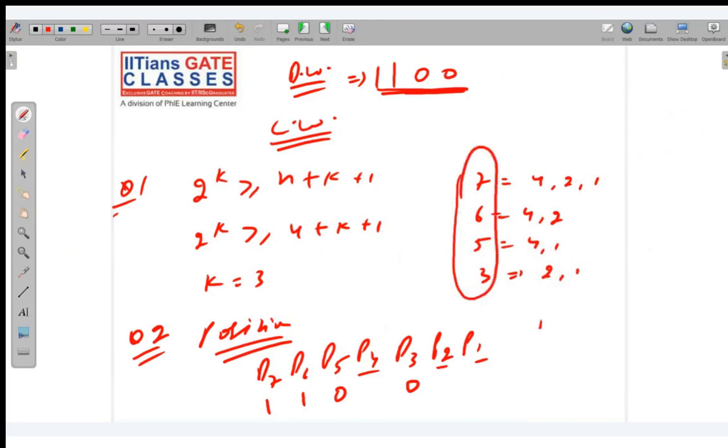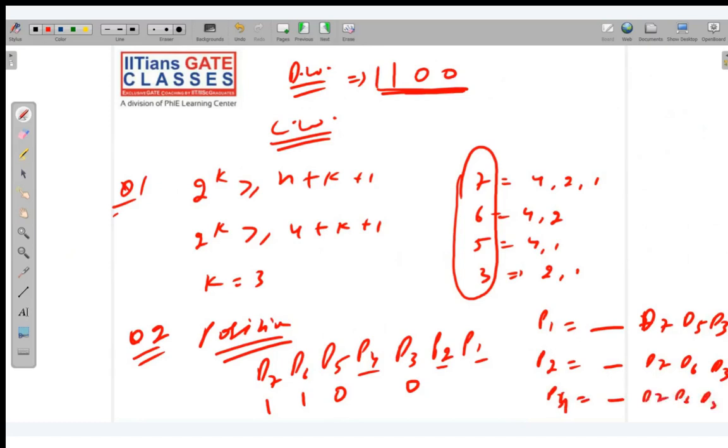So now P1. P1 will be what? D7, D5, D3. P2 will be D7, D6, D3. P4 will be D7, D6, D5. Now write them. D7 is 1, D5 is 0, D3 is 0. So you will fill 1 here because of even parity. If nothing is given, you will take even parity. Next, D7 is 1, D6 is 1, D3 is 0. So you will put 0. D7 is 1, D6 is 1, D5 is 0. So you will put 0.